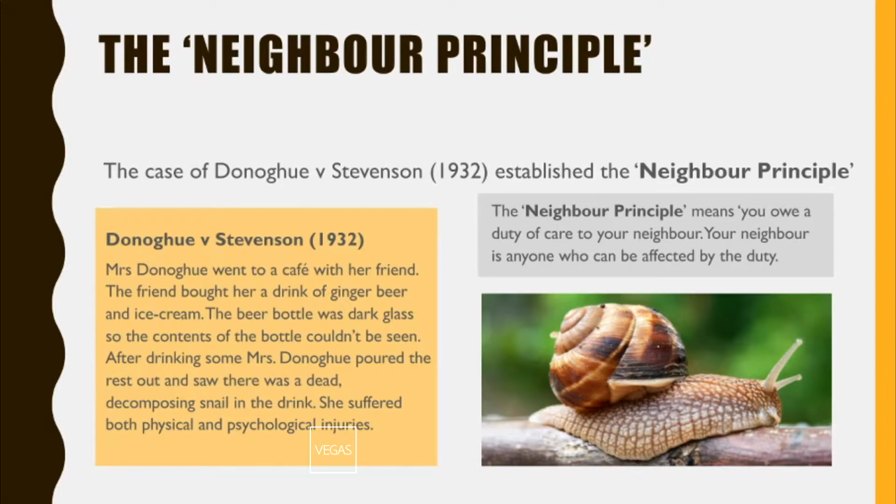In the case of Donoghue and Stevenson, Mrs. Donoghue went to a cafe with her friend. The friend bought her a drink of ginger beer and ice cream. The beer bottle was dark glass and the contents of the bottle could not be seen. After drinking some, Mrs. Donoghue poured the rest out and saw there was a dead, decomposing snail in the drink. She suffered both psychological and physical injuries.